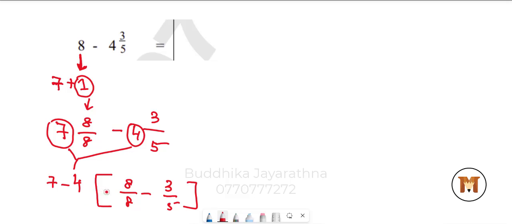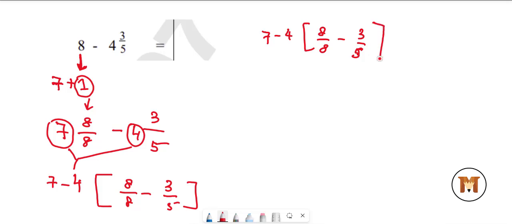Let's take that separately. Okay, so now I can take the same thing over here. I will write 7 minus 4, and then again 8 over 8 minus 3 over 5, right? This is really easy. 7 minus 4 is 3, so I keep it as that. And then I'm coming to the fractional part, which I'm going to do separately. So now, to subtract, you need to get the same denominator. To get the same denominator, I'm multiplying this side by 5 and this side by 8.